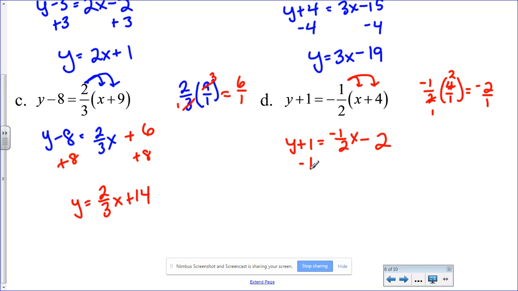Last step is to solve for y. So if I do minus 1 on both sides, I have negative 1/2 x, and then negative 2 minus 1 is negative 3. Go ahead and try the next 4 problems, and then check your answers.